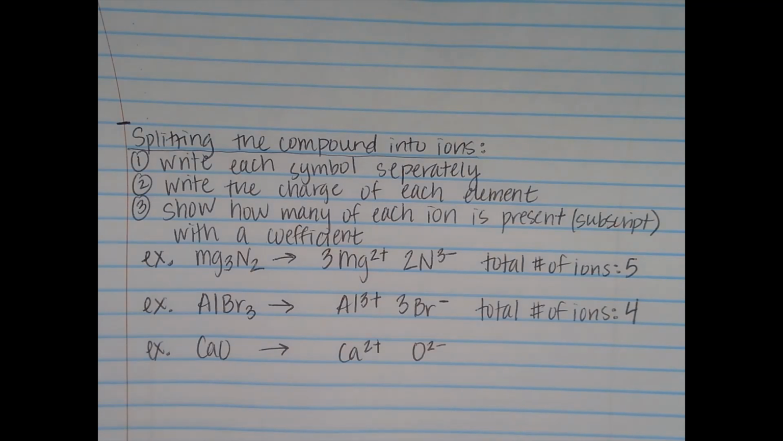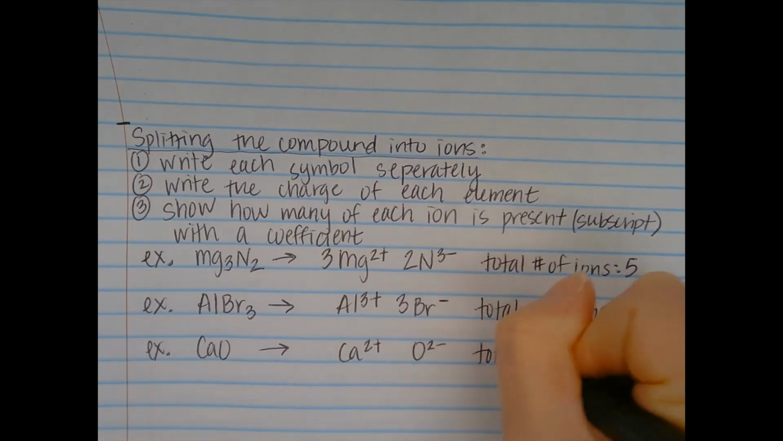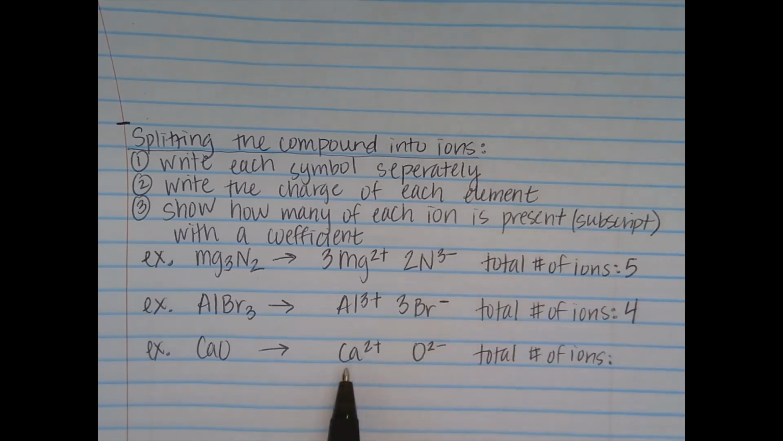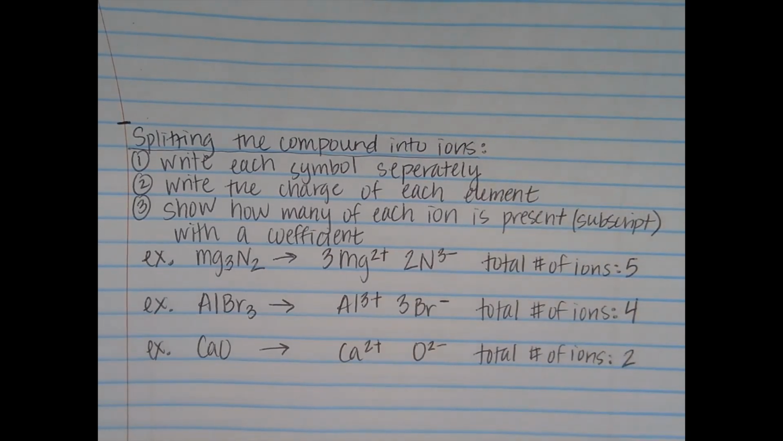3, show how many of each ion is present with a coefficient. Okay, well in our compound, there's no subscripts. So this tells me that it's a 1-to-1 ratio. So there's 1 calcium ion and there's 1 oxide ion. Okay, so do I write anything for coefficients? Nope, because it's only 1. So total number of ions then, well, there's 1 calcium ion and there's 1 oxide ion, so 1 plus 1 is 2. Thumbs up if you got that right.